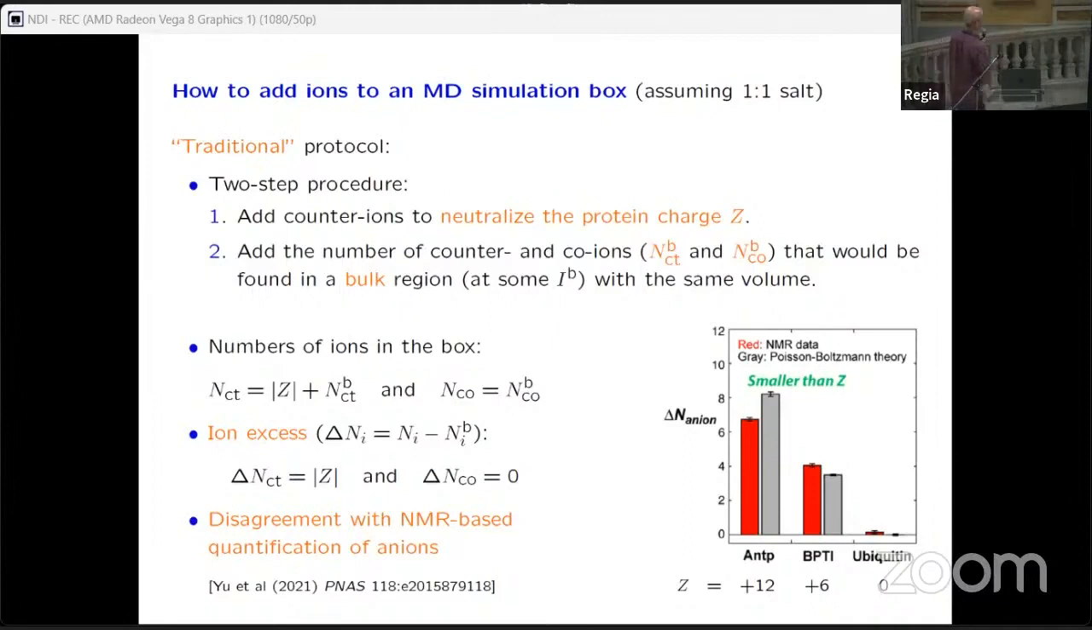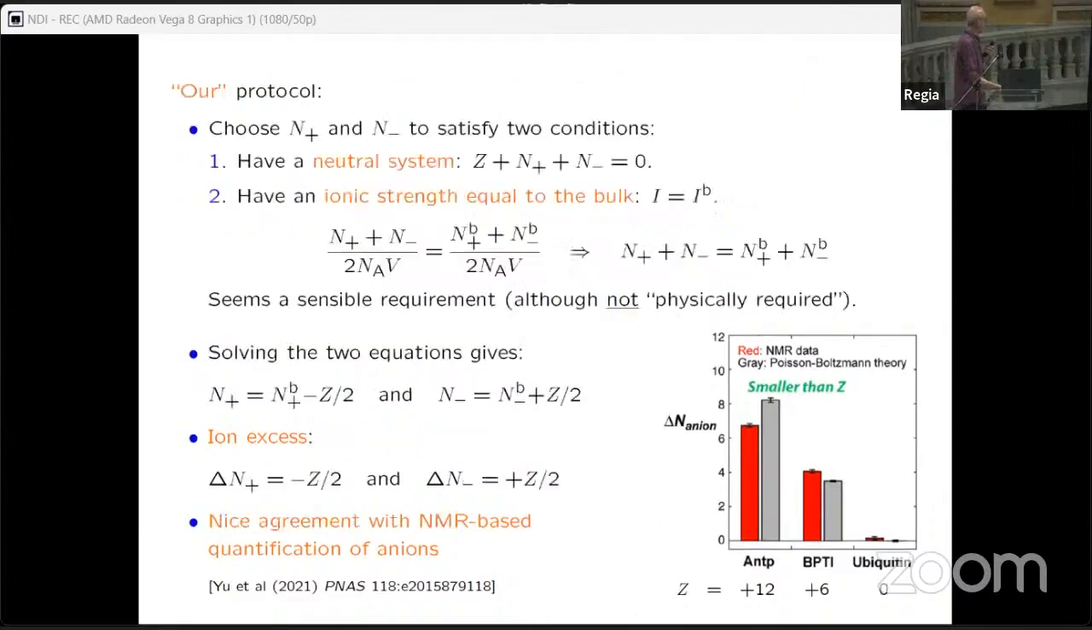So you see there, they have used three proteins. The first is Antennapedia, which has a charge of plus 12, then BPTI, plus 6 in the conditions used in the experiment. And then the last one is ubiquitin. As you can see, for the 12, you have around 6. For the charge 6, it's a bit more than 3, closer to 4. So this protocol for adding ions to the simulations is definitely giving completely wrong ion excess values, at least when you look at the experimental values. So there's something wrong with this protocol.